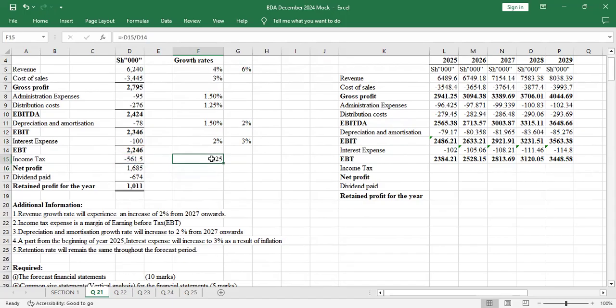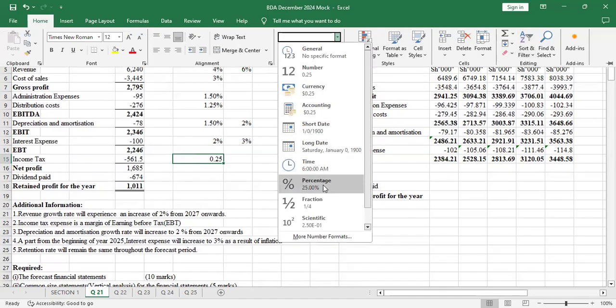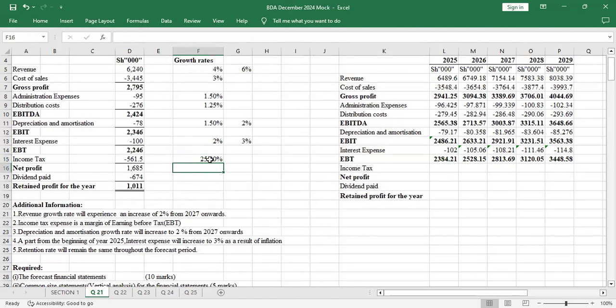Yeah, so it's 0.25. So when you change that into percentage, because that margin should be in percentage, the income tax rate, just come here and change it into percentage. So income tax was 25%. So when you now come here to income tax, it will be equals to 25%. I'd say negative 25% because I want the income tax to be negative. Multiply by the earning before tax.